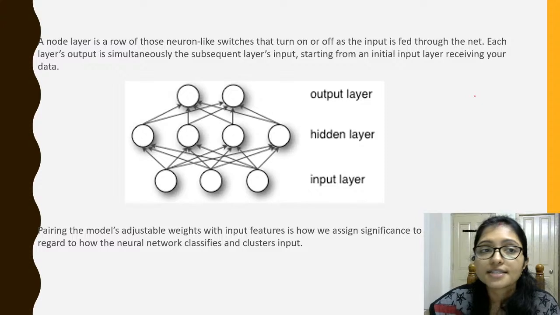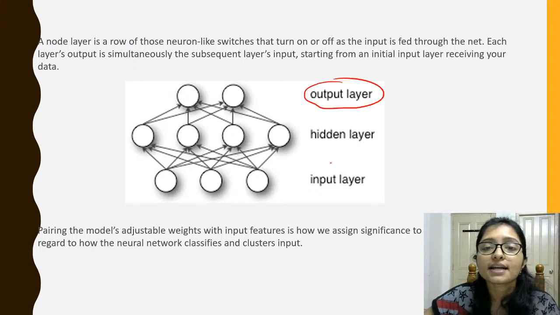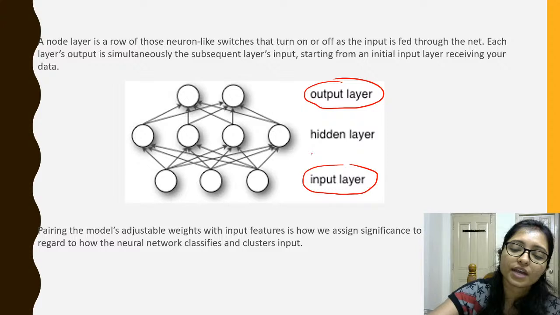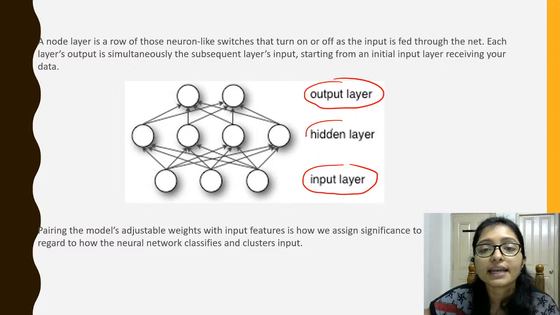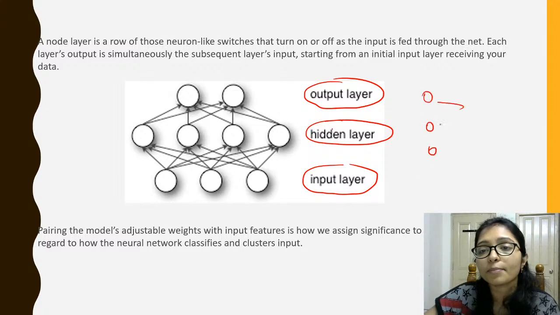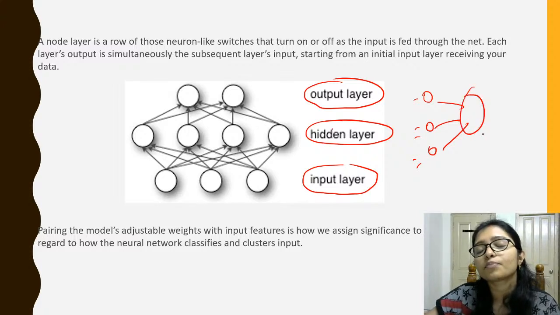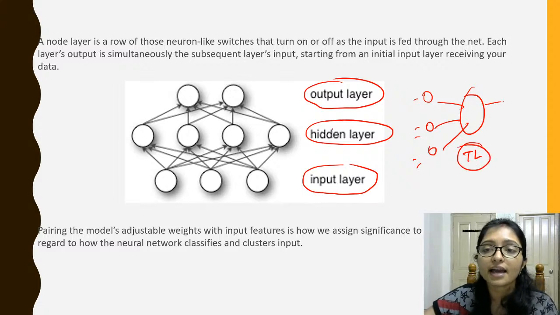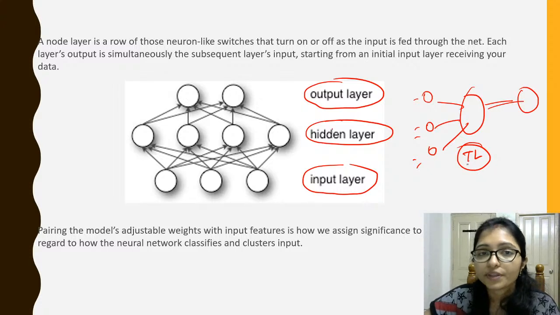And there are some layers in the neural network. These are the output layer, these are the input layer, meaning where we take the input, and these are the hidden layers. The input layer is like the members who take the input, and the hidden layer is like the team leaders. After that, finally the output comes here. Okay, so these are the layers of the neural network.